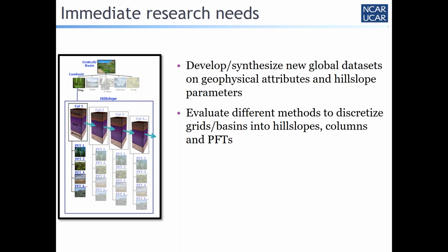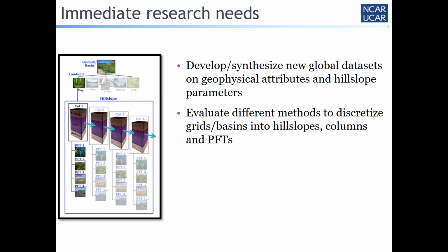So when we're stepping back, there's a couple of immediate research needs that we've got. One is to develop and synthesize new global data sets on geophysical attributes and hill slope parameters. This is a lot of the terrain analysis that Sean was talking about. How do we take the geophysical data that we've got and extract meaningful terrain information that we can incorporate into a land system model?